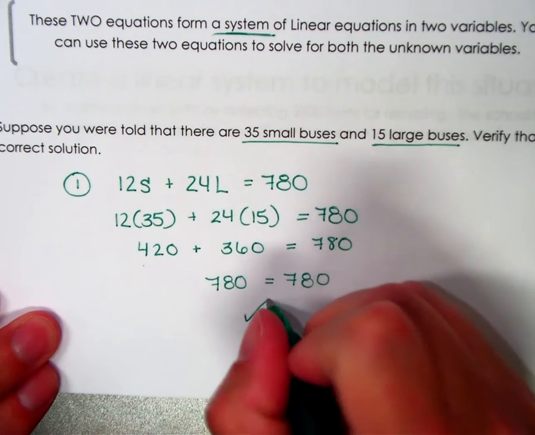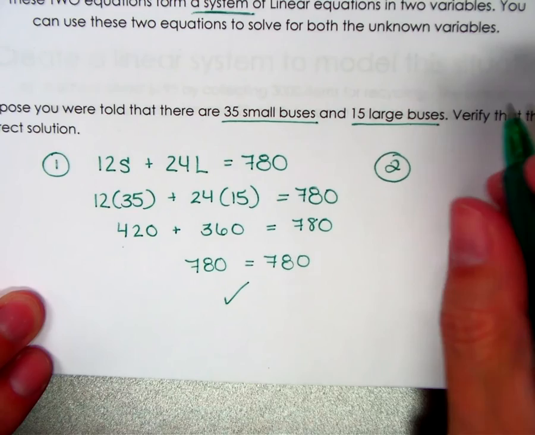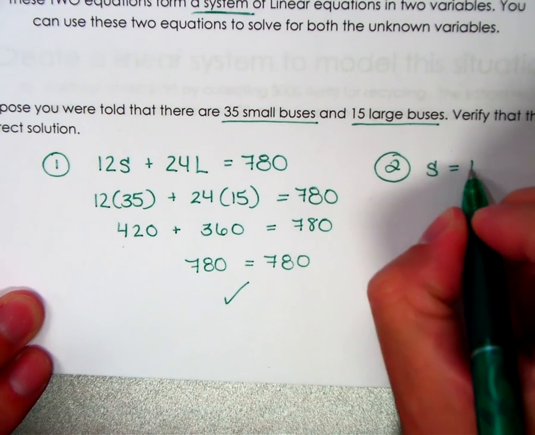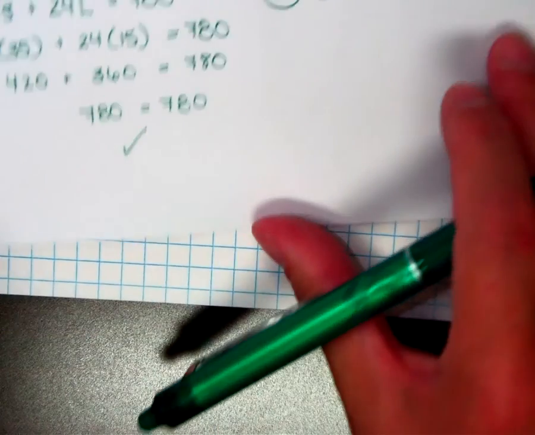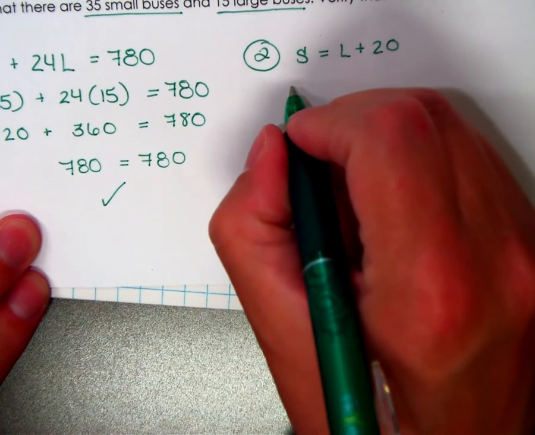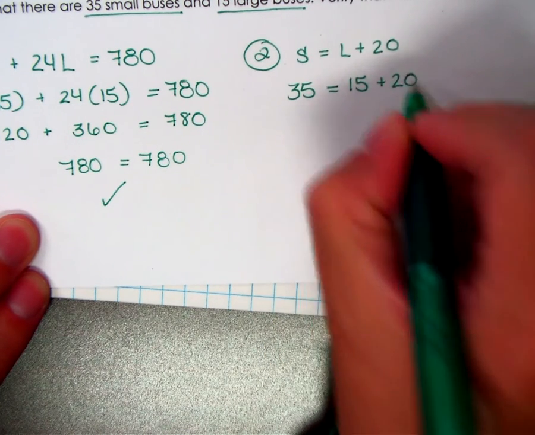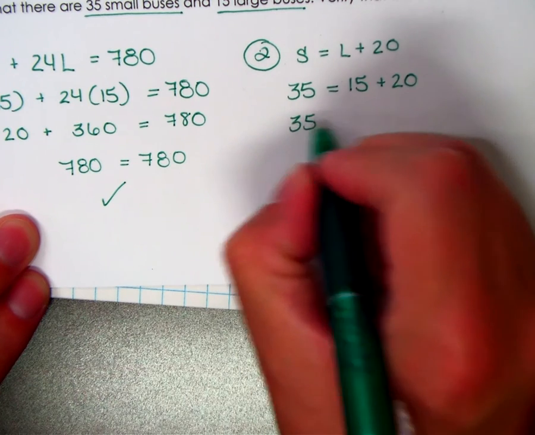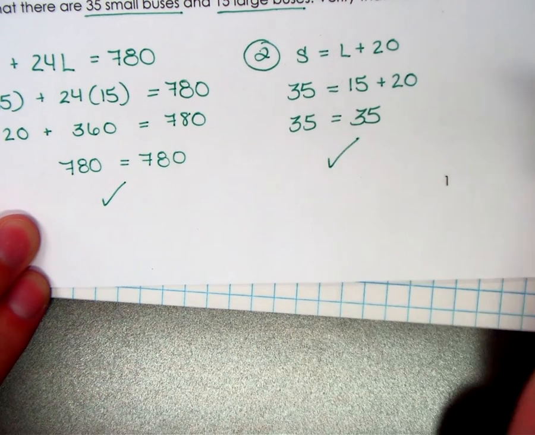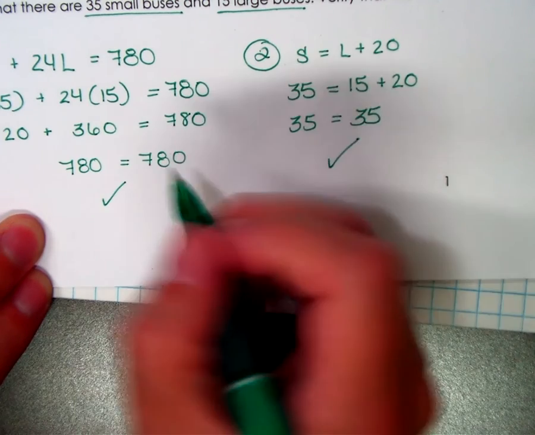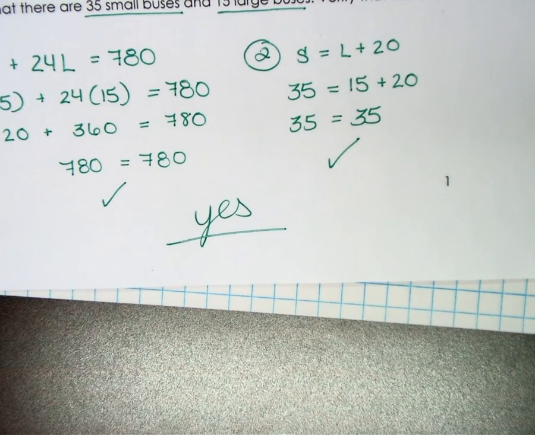So that works here, and we're going to check it in our second equation. The second equation said S equals L plus 20. We're going to fill in the information that we have. We have 35 equals 15 plus 20. So 35 equals 35. Is that true? Yes. So is this a correct solution? Yes, it is, because it works in both places.